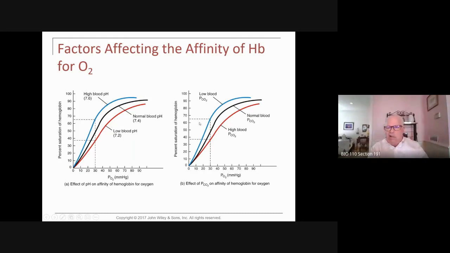Okay? Also, what is the effect of carbon dioxide? You will learn in the acid base that when you have a high blood partial pressure of carbon dioxide, you are severely acidotic. And when you are severely acidotic, the tissue needs oxygen. So hemoglobin will unload its oxygen to the tissues. And the reverse is true when you have low blood carbon dioxide. Okay?